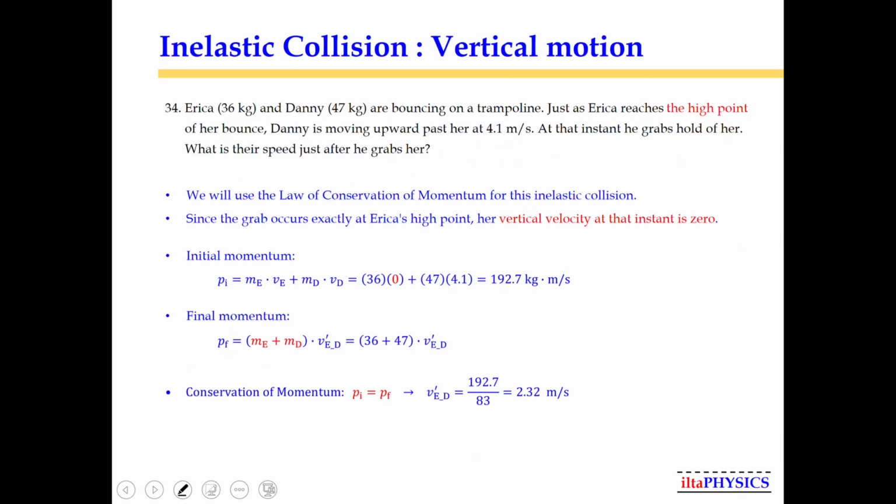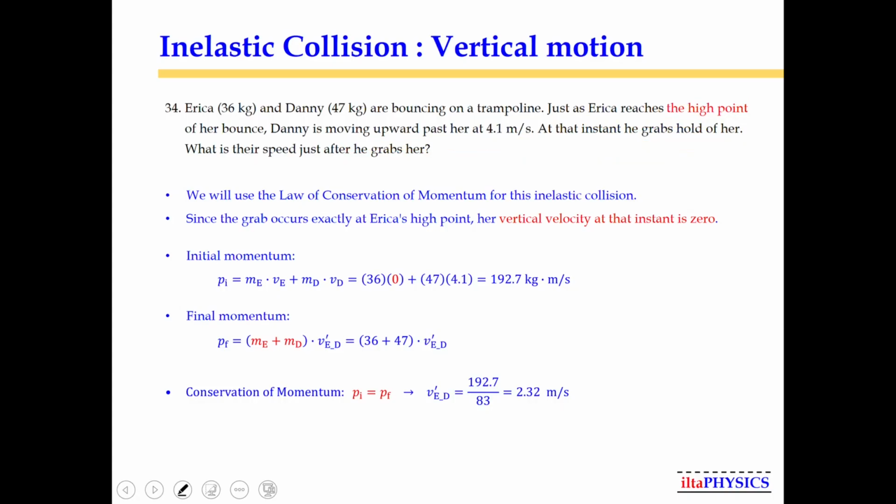Problem number 34 is about an inelastic collision in the vertical direction. Two children are playing by jumping up and down on a trampoline. While one child is at the highest point of their jump, the second child moves upward at 4.1 meters per second and grabs the first child. The question asks for the velocity of the two children while they are holding onto each other.